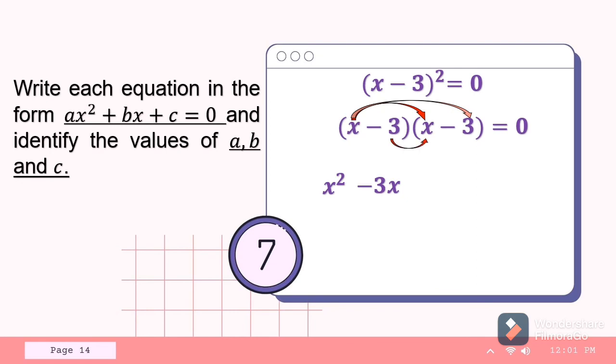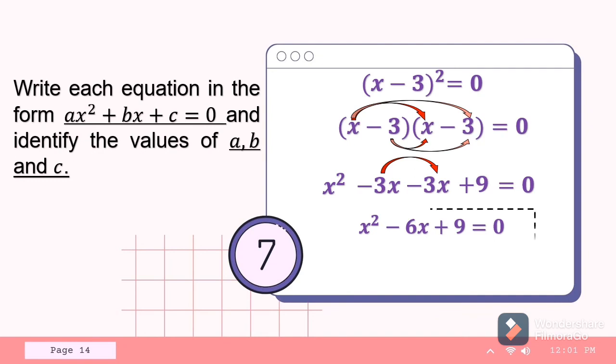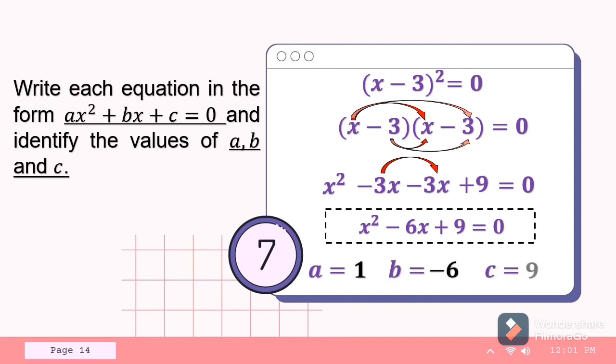Inner term, negative 3 times x, we have negative 3x also. Then last term, negative 3 times negative 3, that will be positive 9, then equal to 0. Then combine natin yung like terms, negative 3x minus 3x, that will be negative 6x. So, we have x squared minus 6x plus 9 is equal to 0. Now, let's find out a, that is 1, b, negative 6, and c is equal to 9.